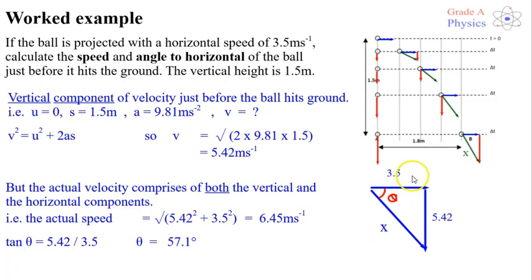So to find the actual velocity is just the hypotenuse of this triangle. So we can use Pythagoras. So the square root of the sum of the squares will give me 6.45. Sounds about right. It's the biggest of the three.